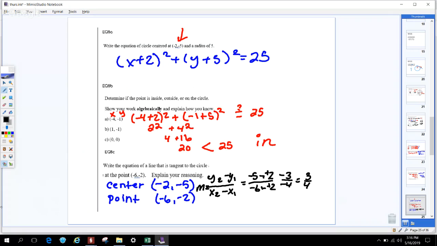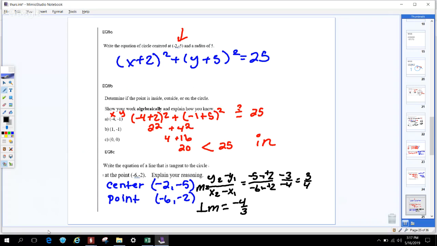Now it gets harder. Now we have to find the perpendicular because tangent lines are perpendicular. So what's my perpendicular slope? Excellent, which is going to be what? -4/3.